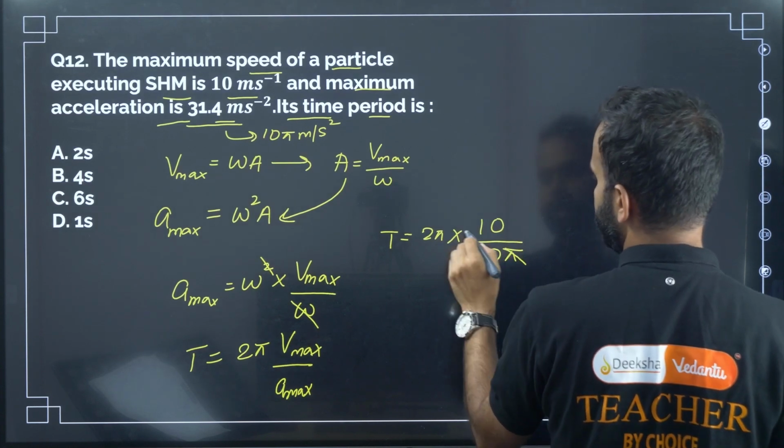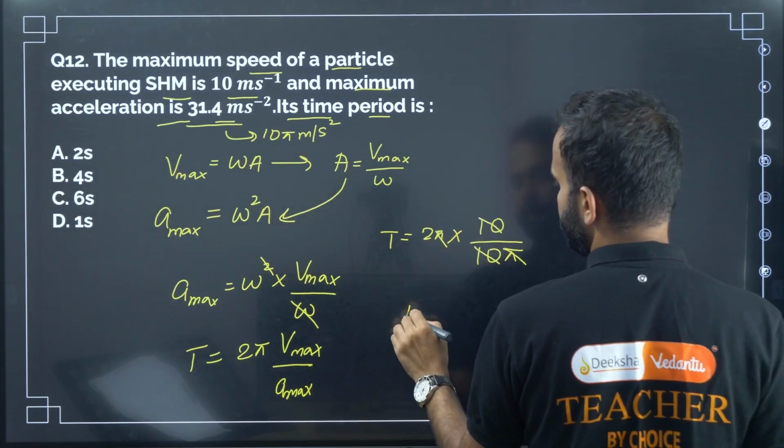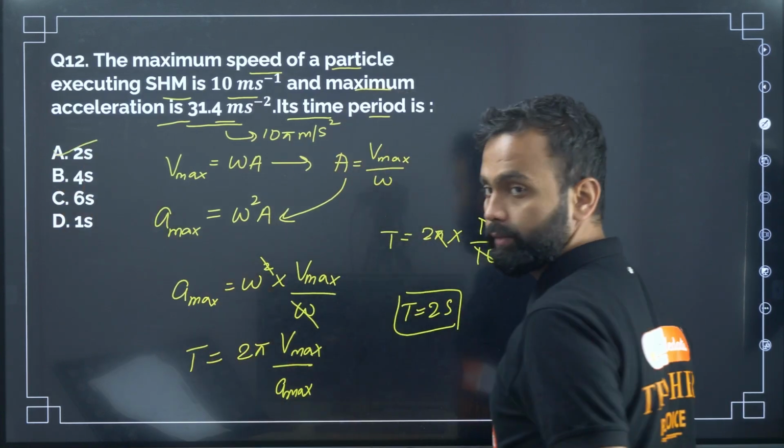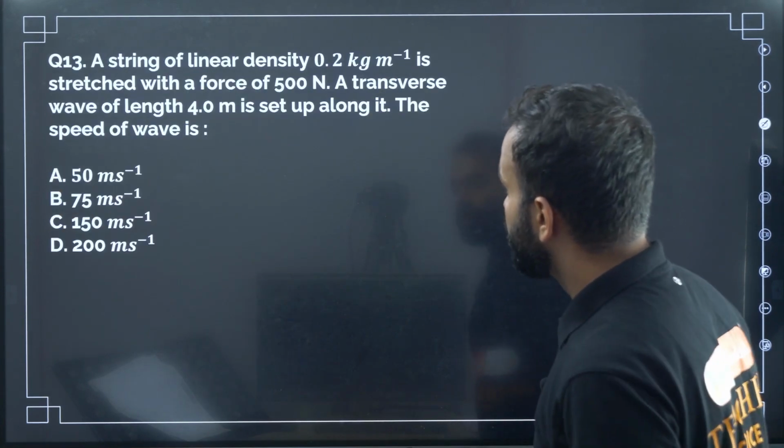So pi will get cancelled, 10 will get cancelled, t equal to 2 seconds. So the correct option is A. Okay, next question, question number 13.